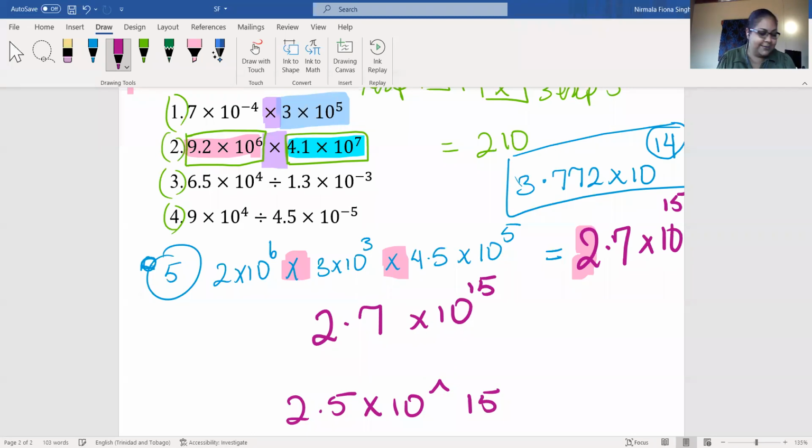Oh, the puppies are back. Hey, what's going on?